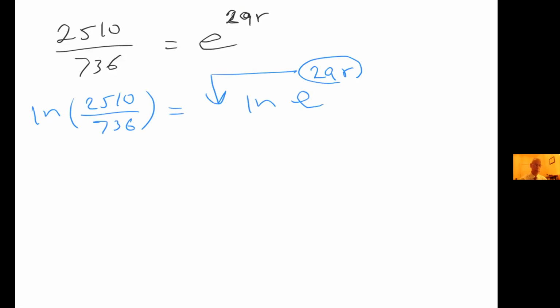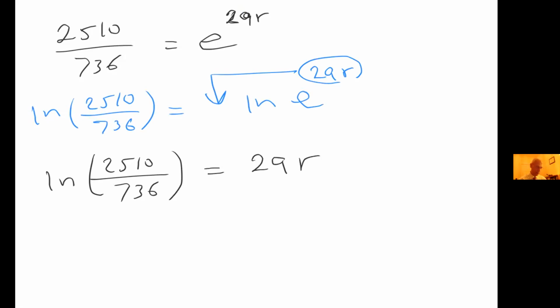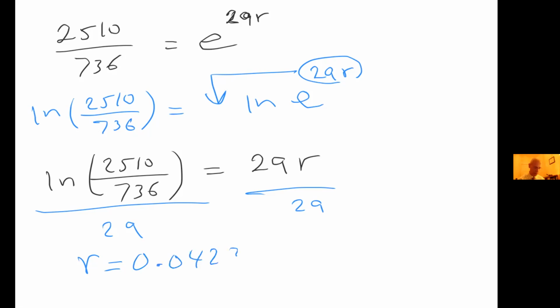So using the law of logarithm, I will have natural log of 2510 over 736 equals 29R, and now divide both sides by 29. So R equals, according to my calculator, let me write all the digits, 0.042303721. Okay.